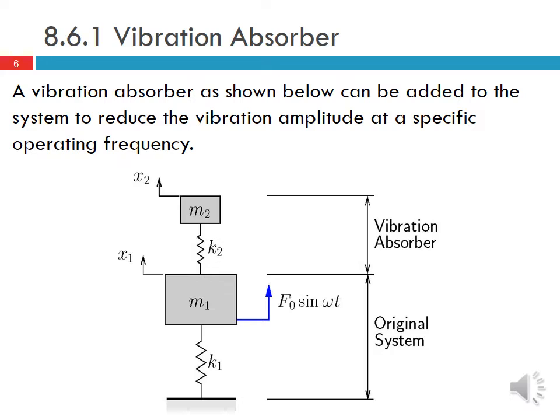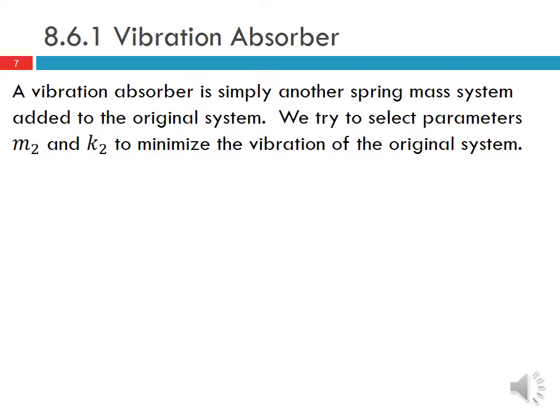So a vibration absorber, which is shown here, can be added to the system to reduce the vibration amplitude at a specific operating frequency. Basically, if we have our original system, a vibration absorber is just an additional spring and mass system that's added to our original system. So it's simply another spring and mass that's added to the original system. We try to select the parameters M2 and K2 to minimize the vibration of the original system.